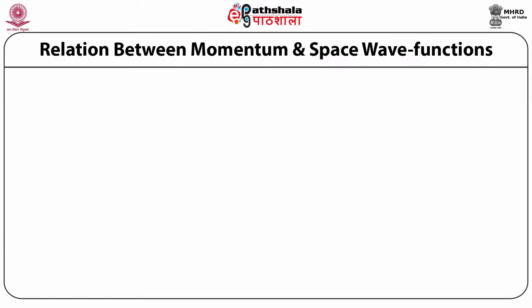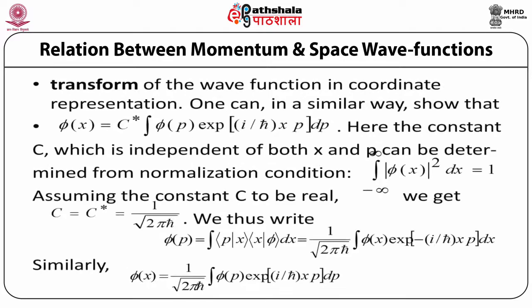Relation between momentum and space wave functions. The wave function in momentum space, as defined above, is the Fourier transform of the wave function in coordinate representation. One can, in a similar way, show that φ(x), that is the wave function in coordinate representation, is equal to c* integration over dp φ(p) exponential to the power i/ħ xp, where c* is the complex conjugate of the constant of integration c.